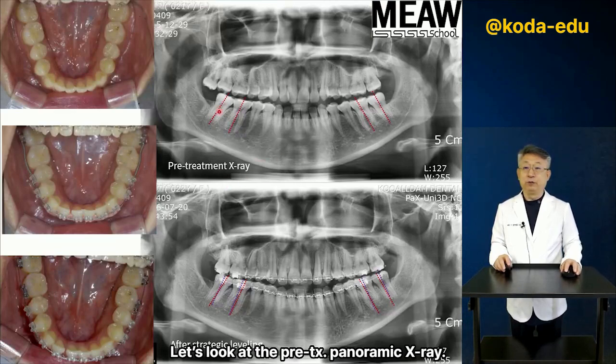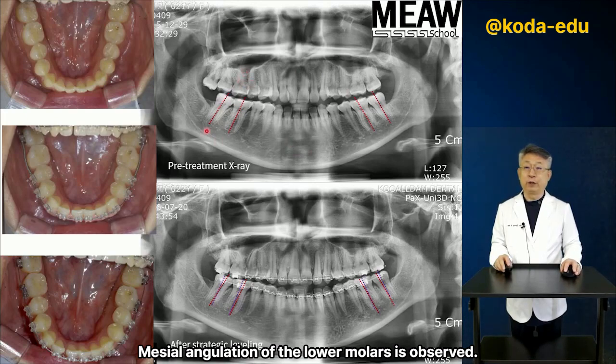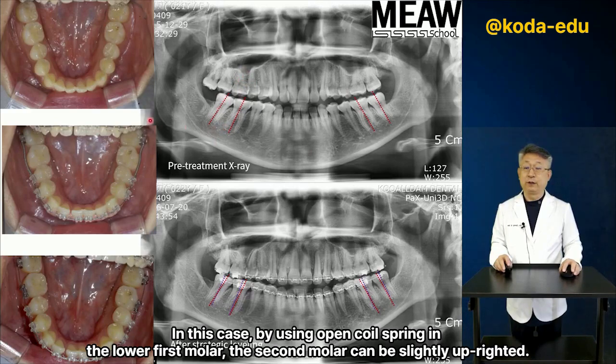Let's look at the pre-op panoramic X-ray. Mesial angulation of the lower molars is observed. In this case, by using open coil spring in the lower first molar, the second molar can be slightly uprighted.